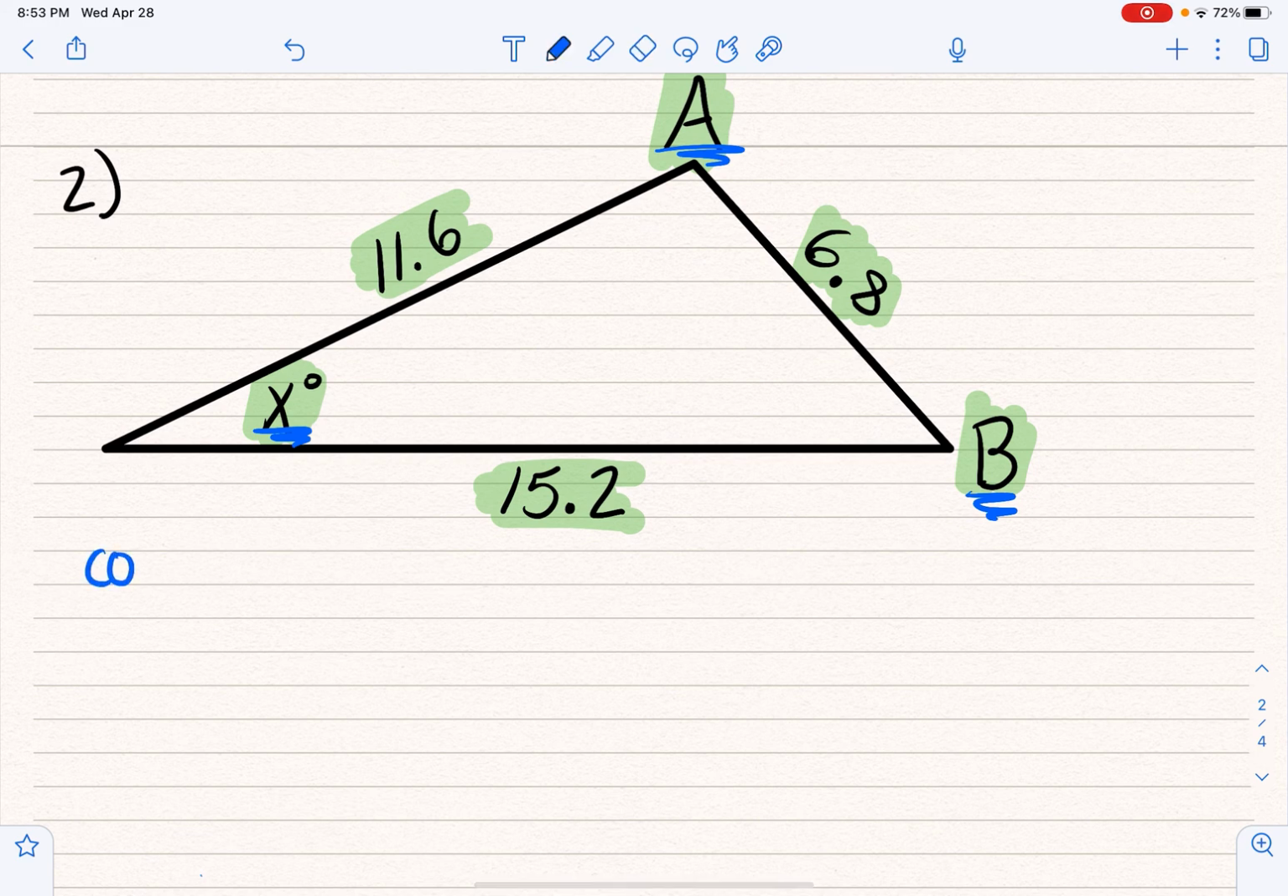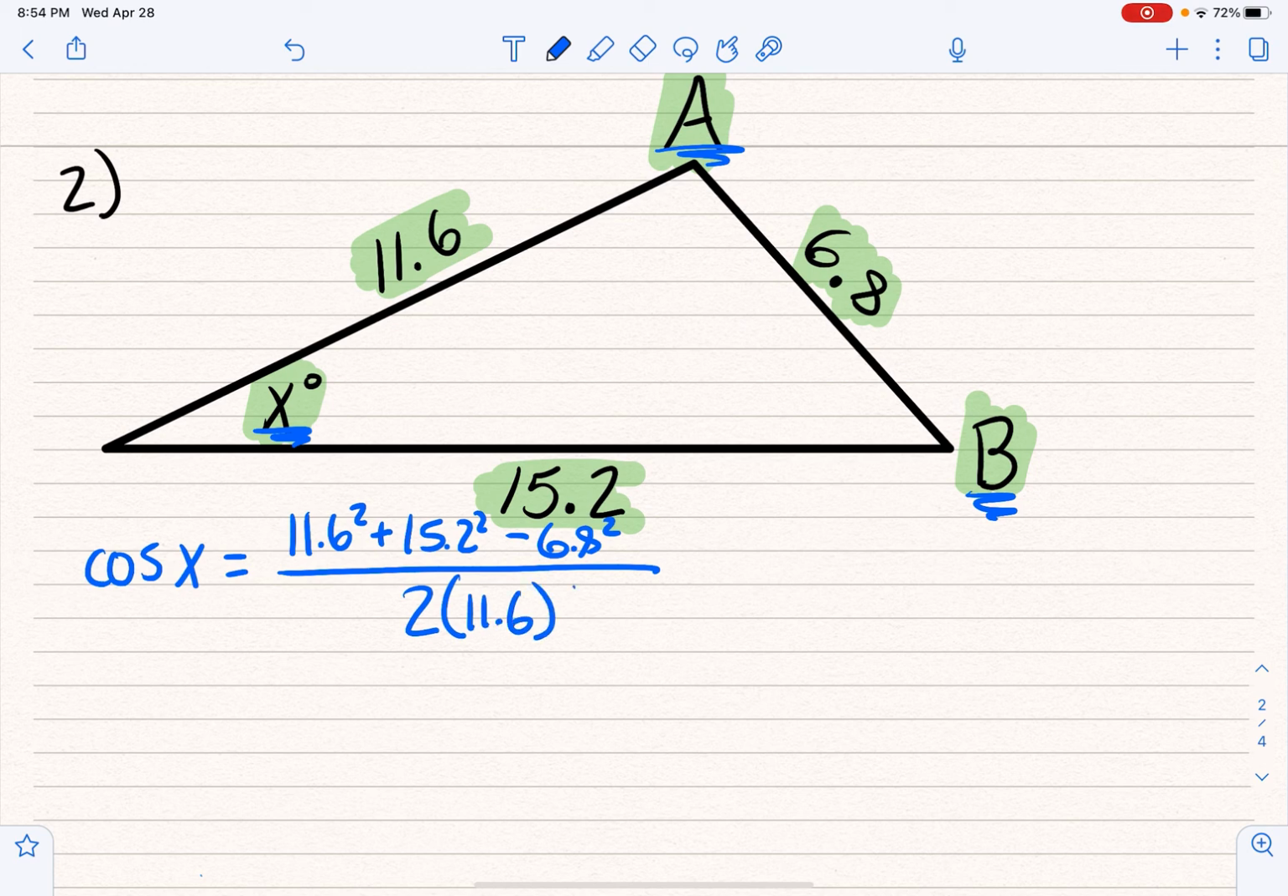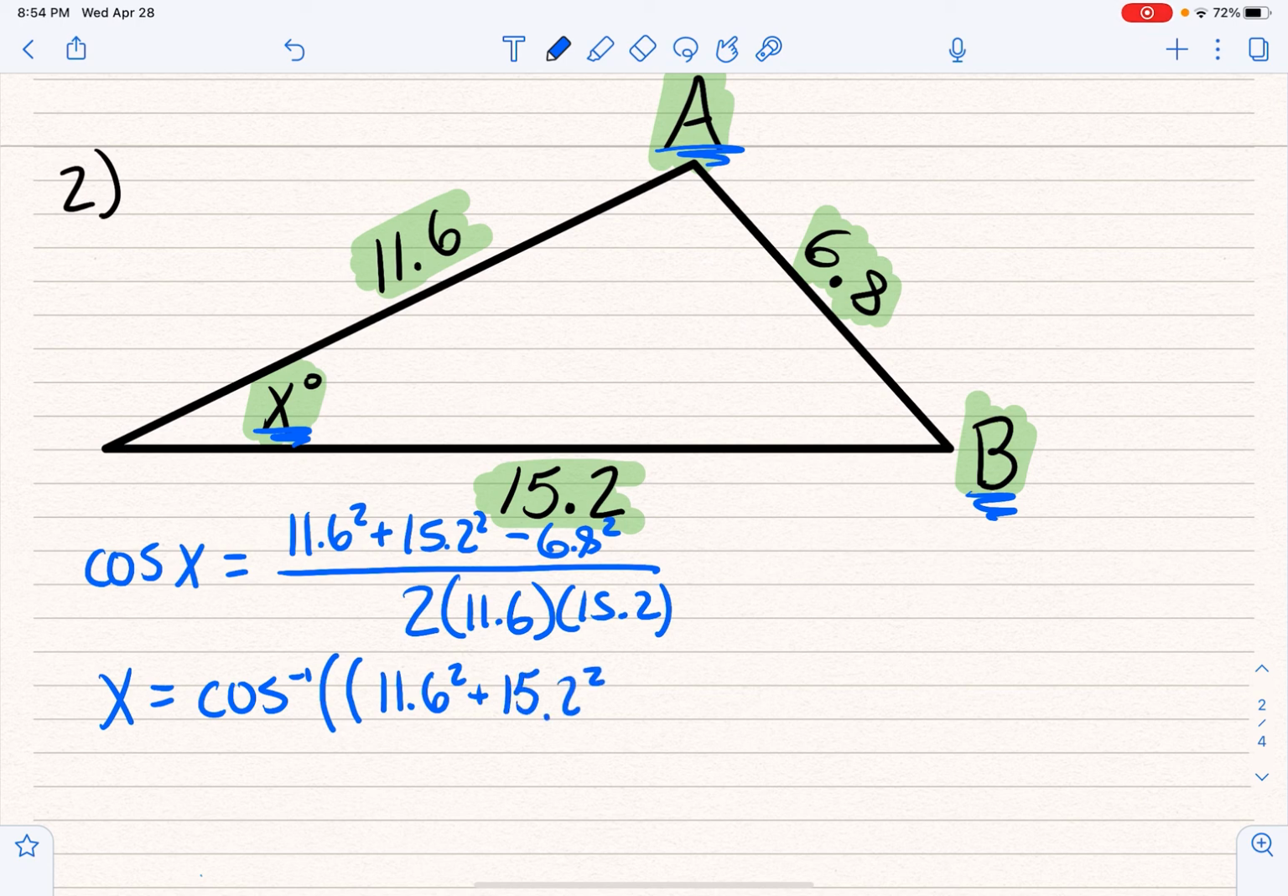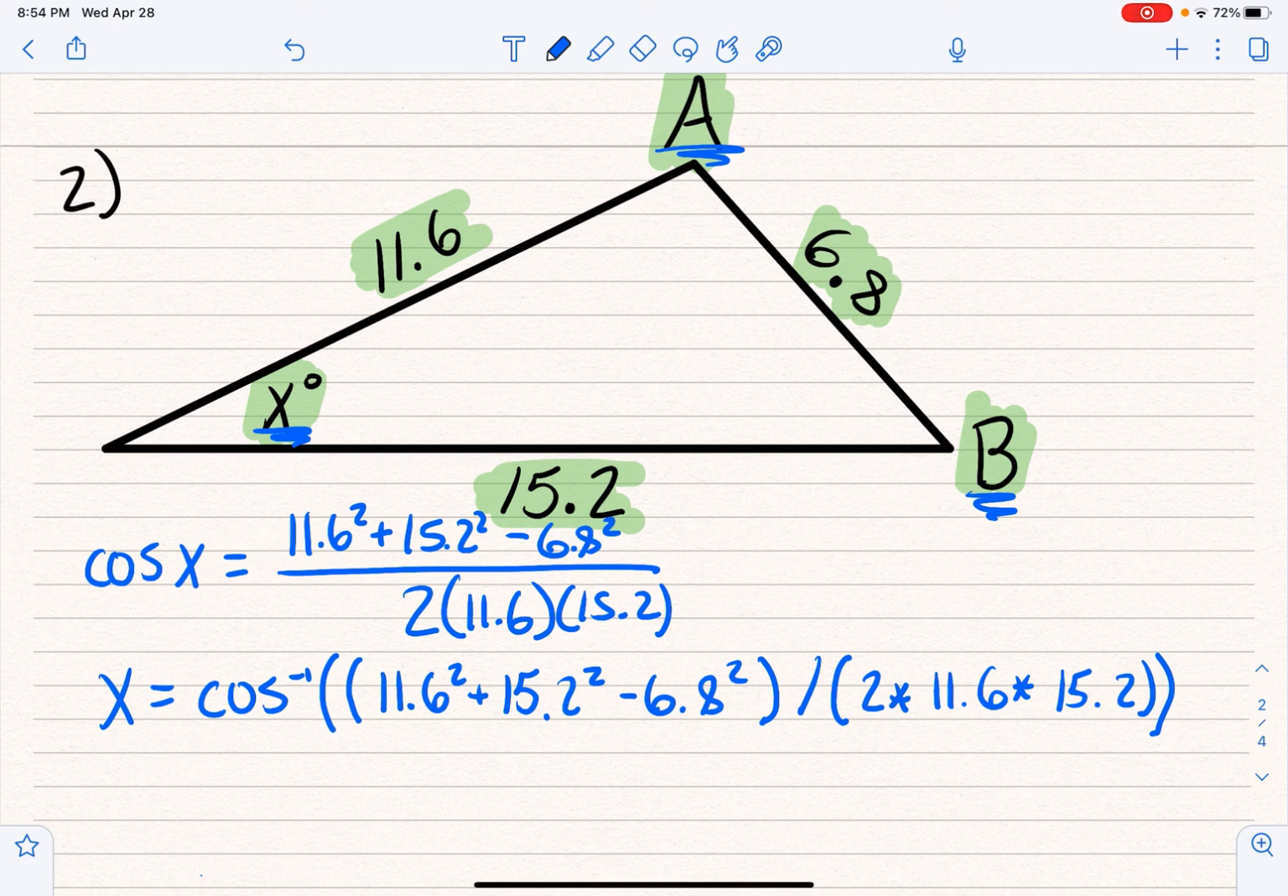And that one's easy. We know that the cosine of that angle is equal to the two sides that create that angle squared, added up, minus the side opposite of it squared, divided by 2 times the first two sides that we were talking about. Okay, and so then I know that x is equal to the inverse cosine of all of that. Now remember, every time you type in inverse cosine, it opens up one set of parentheses. You need to open up another and put that whole top part in it. 11.6 squared plus 15.2 squared minus 6.8 squared, close the parenthesis, divided by, open the parenthesis, 2 times 11.6 times 15.2, close the parentheses, close all of the parentheses. And that's what you should be putting in the calculator.